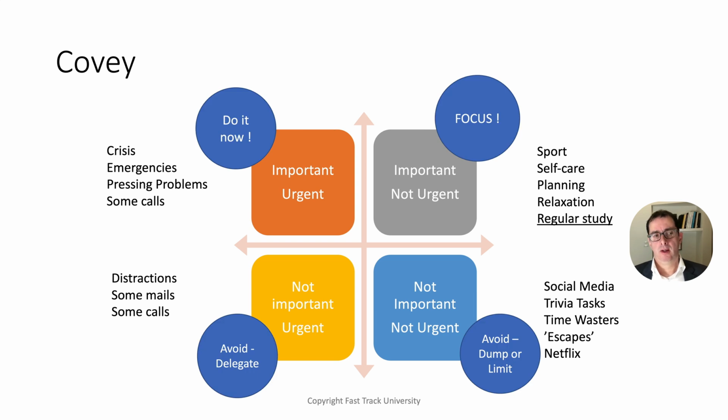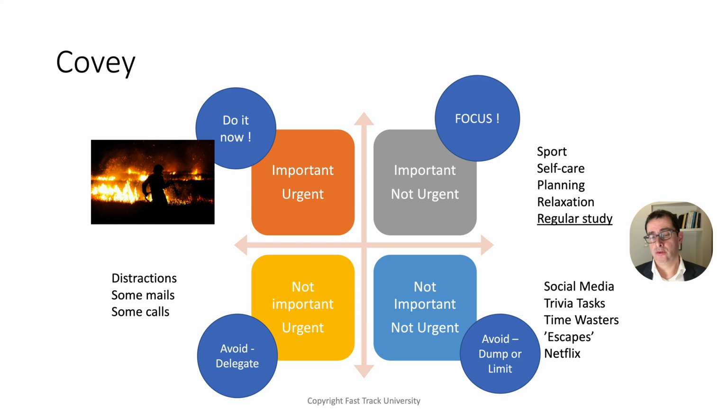He also realized that if you have these tasks on the bottom which are not important, urgent or not urgent, you can avoid these tasks. You can even dump them, limit them, or delegate them to someone else if possible. These are things to avoid. On the top though, the important ones, urgent and not urgent: if it's urgent, you have no choice. You have to do it straight away. While if it's important, not urgent, that is the one to focus on.